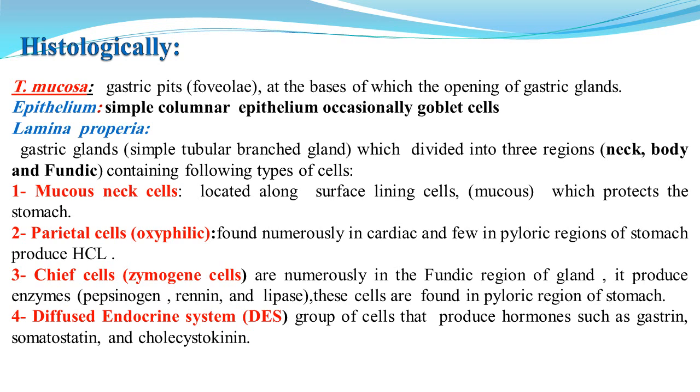The parietal cell, also called the oxyphil cell, is found numerously in the cardiac and few in the pyloric region of the stomach, and produces HCl. The chief cell or zymogen cell is numerous in the fundic region of a gland, and it produces the enzymes pepsinogen, renin, and lipase. Diffuse endocrine system cells, found in the pyloric region, are a group of cells that produce hormones such as gastrin, somatostatin, and cholecystokinin.